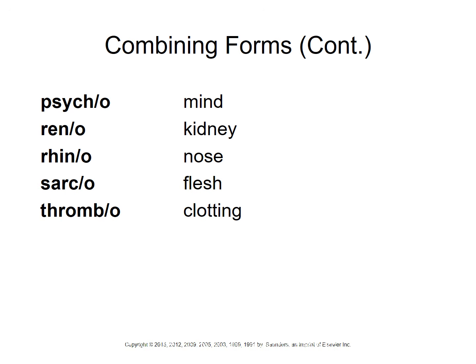Psycho means mind. Here's that other term I told you about, reno or reno, kidney. Rhino, nose. I think of, sometimes when you're learning medical terminology too, if you can think of things that might remind you of it, like I think of a rhinoceros, it's not really its nose, but that long horn that comes out, right? Rhino, nose. Sarco, flesh, and thrombo means clotting.